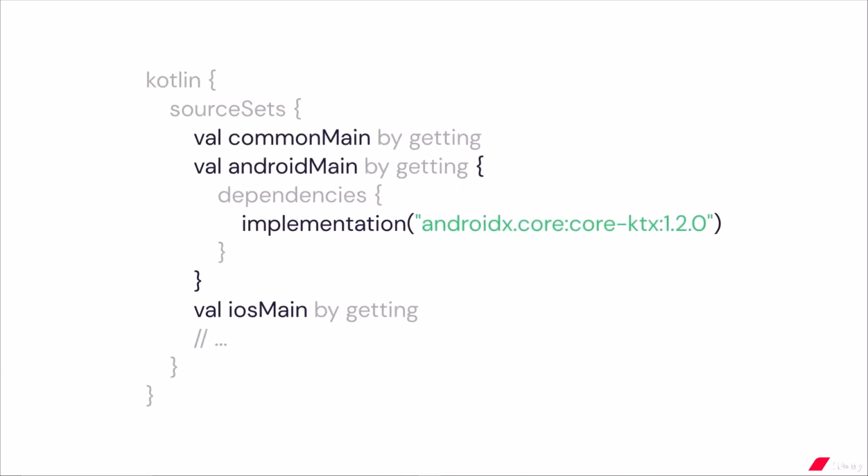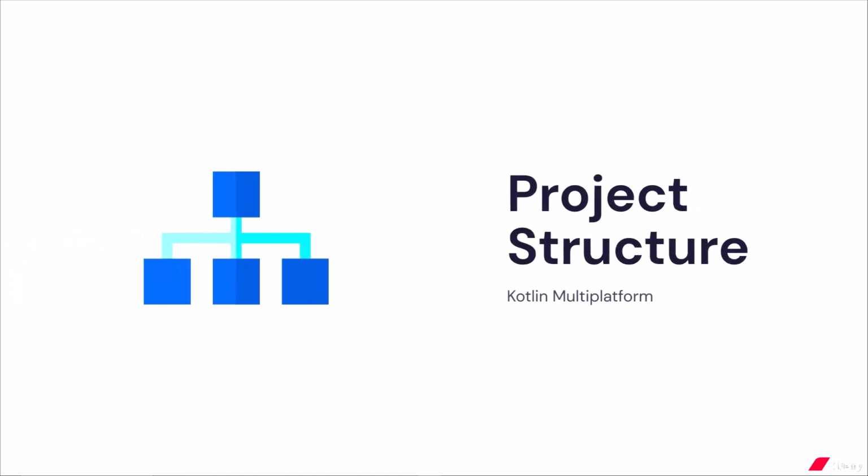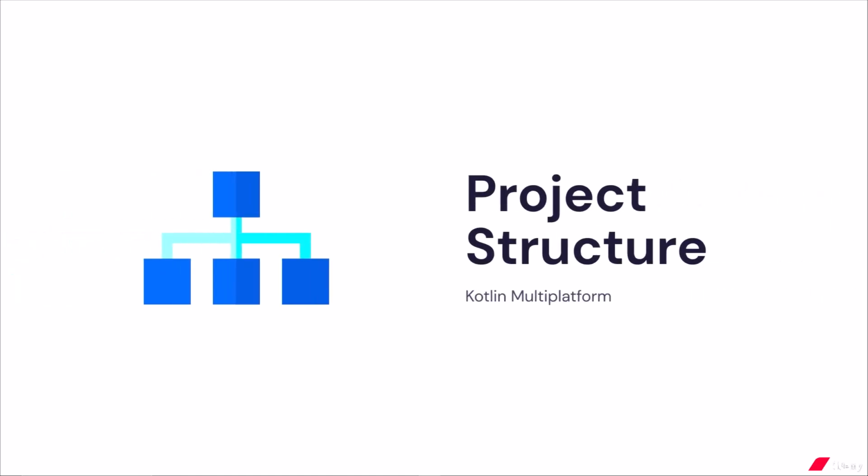Now, each source set has its own dependencies, and the Kotlin standard library is automatically added to all source sets so that you don't have to declare it explicitly in your build script. And when you write your own code, you need to add your dependencies in the place that corresponds to the source set.